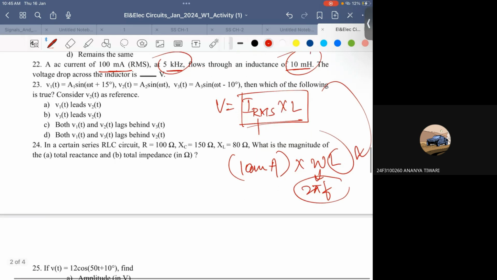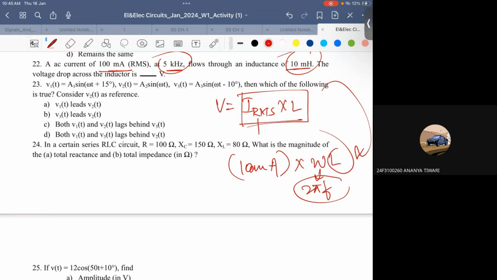I hope there is no difference. Like, I don't think so. Any problem till now? What about the next one? The next question, V1.